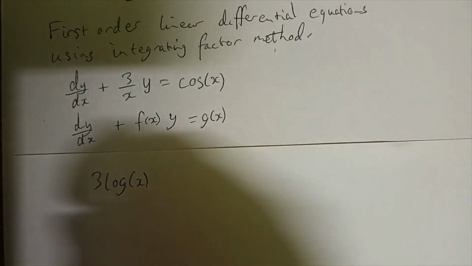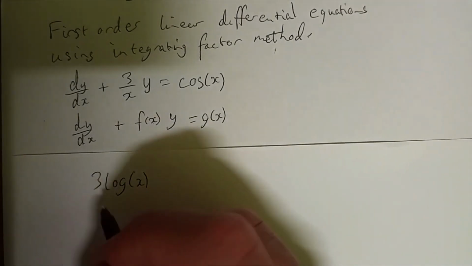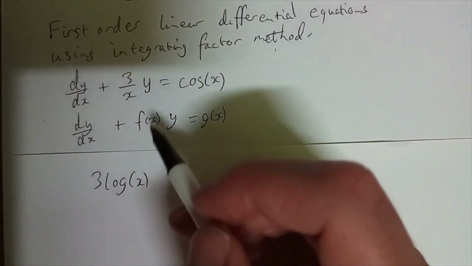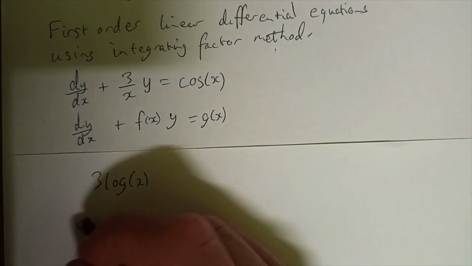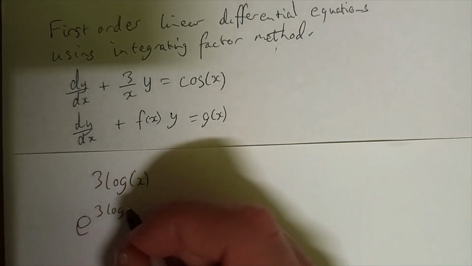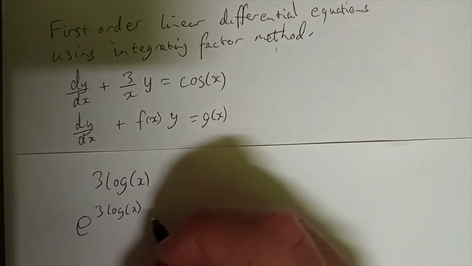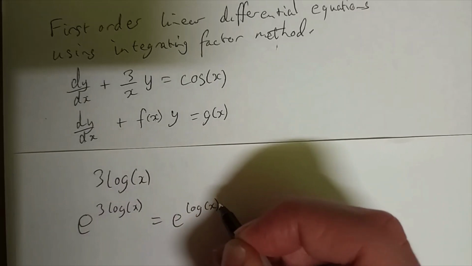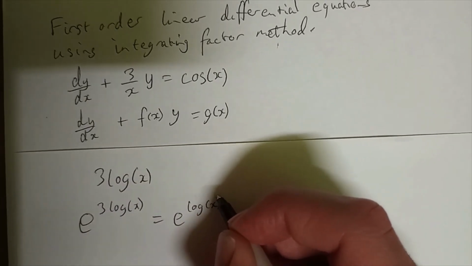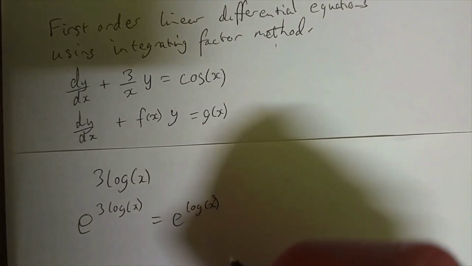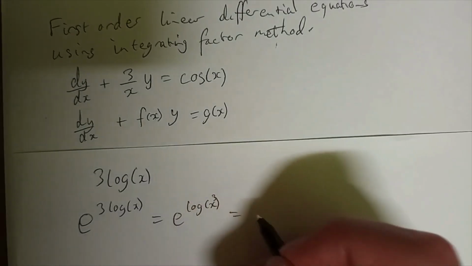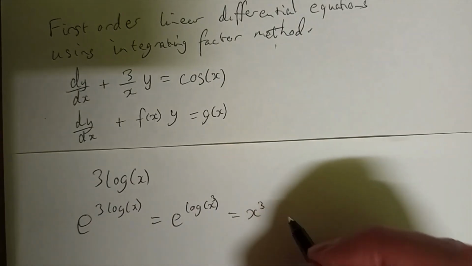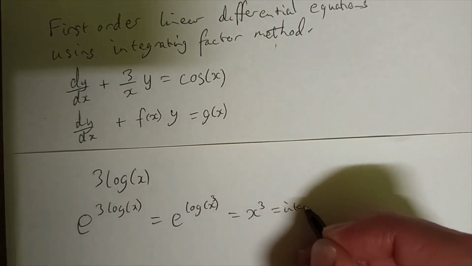Now, we find our integrating factor by taking the exponential of that antiderivative of the f of x term. So it'll be e to the power 3 log of x, which is e to the power log of x cubed, which is just x cubed. So our integrating factor is x cubed.